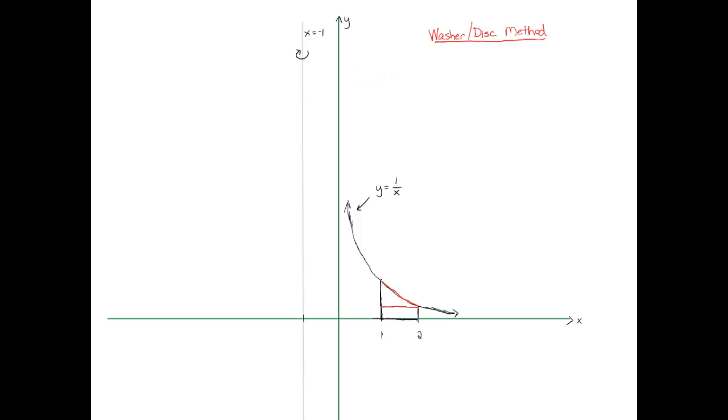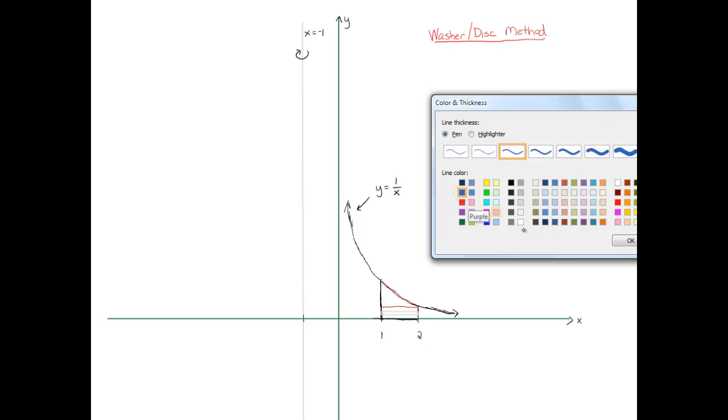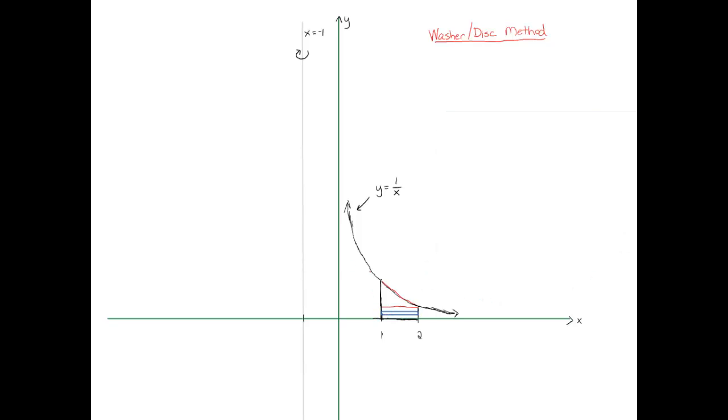Maybe I should draw in a representative slice out of this first bit. My pen is a weird color, so let me change the color to blue. Okay, that is a representative slice that I'm going to rotate around the line x equals -1, and as you can see, it has a thickness of dy. I am going to integrate from y equals 0 to y equals some value, and for right now I'll call this height a. I'll figure it out in just a moment. It doesn't take too long.